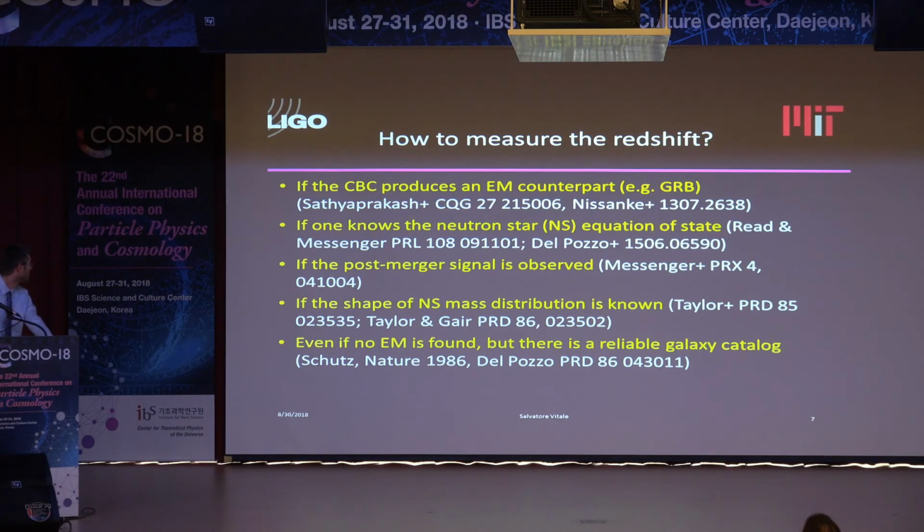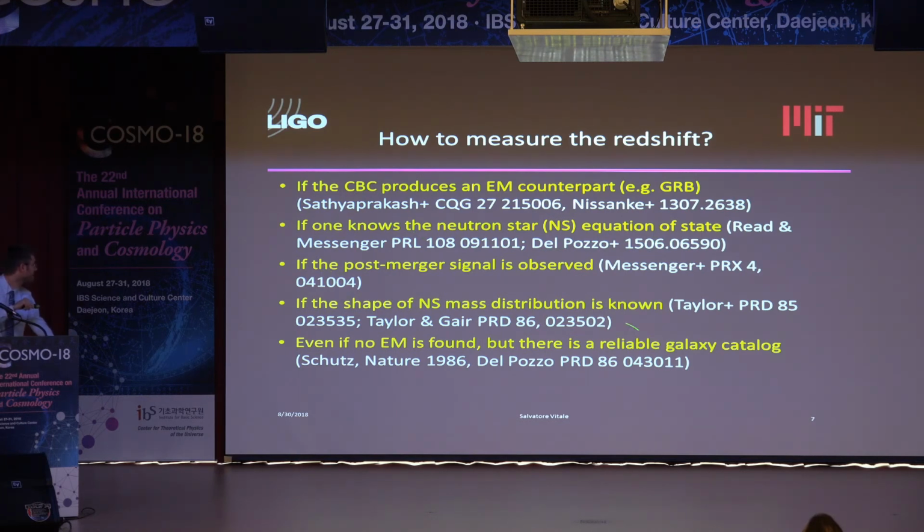For example, if you know the equation of state of a neutron star, then with gravitational wave data only, you can get both distance and redshift. I won't have time to go into details today. You can ask me at lunch or the coffee break. And this is also true if you get the post-merger signal.